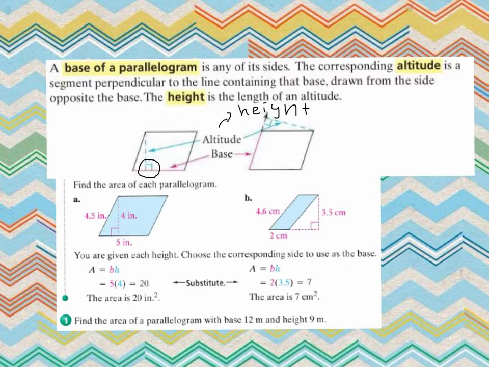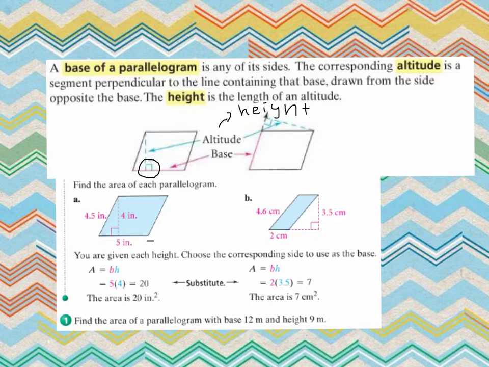I'd like you to pause the video and then resume when you're ready to follow along because I'm going to explain a few things. Okay, I'll assume that you have copied down all the information from the slide and you're ready to follow along. Let's look at example A. We're given a parallelogram. How do we know? Well, it has 2 pairs of opposite sides that are congruent, and also 2 pairs of parallel sides. And notice that we've chosen the 5 to be our base.